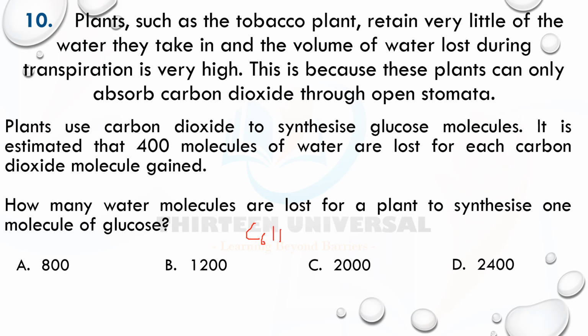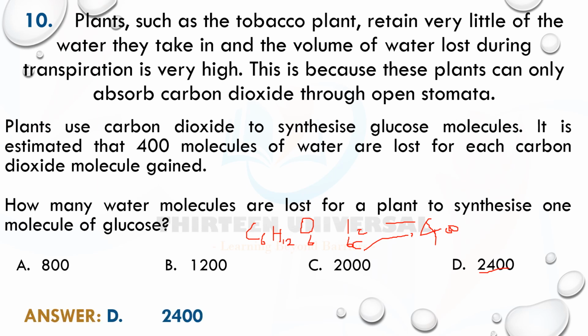C6H12O6. So it has 6 carbons. So 1 carbon gives us 1 CO2, which gives us 400 water. So 6 carbon dioxide will give us 6 times 400, which is 2400. Yep, that's proportional in math. So thank you guys. The answer is D.